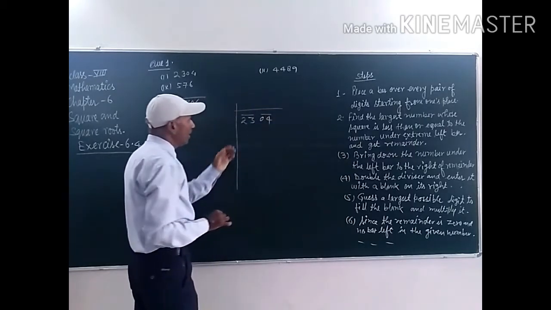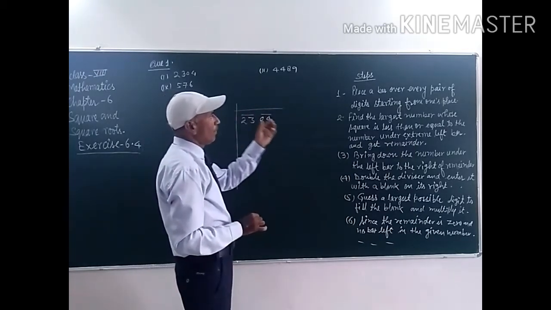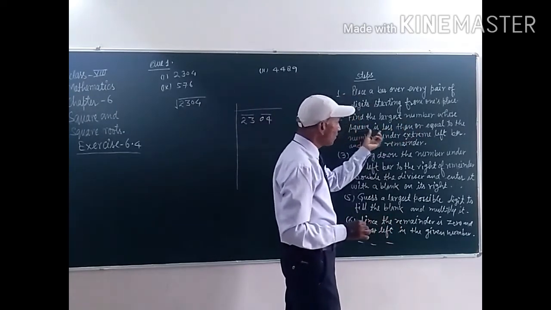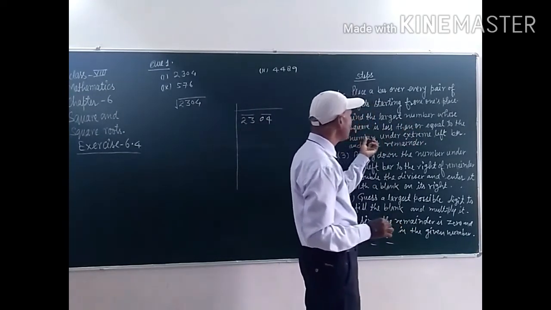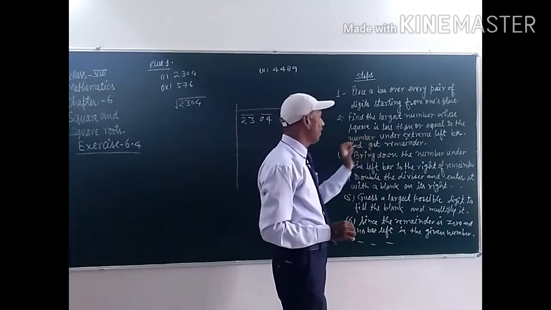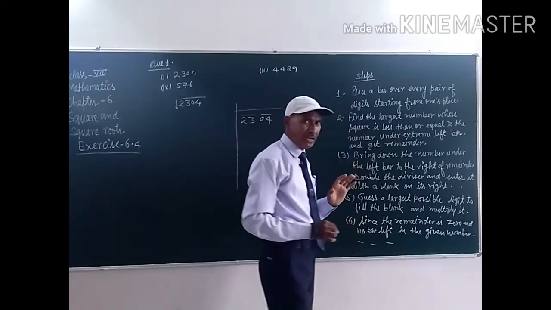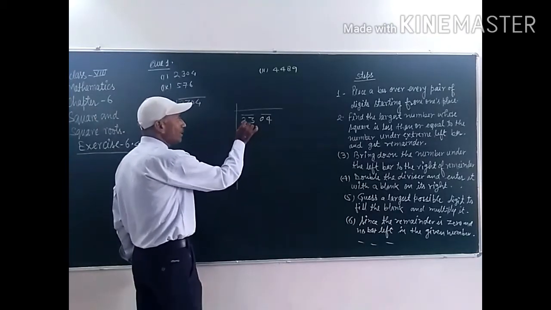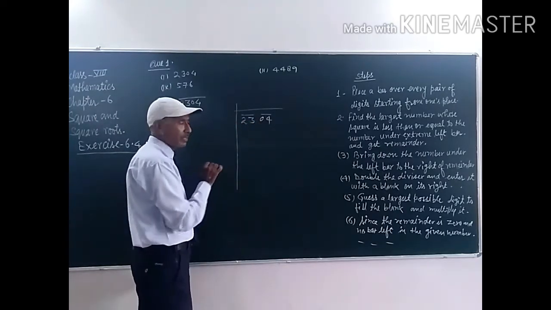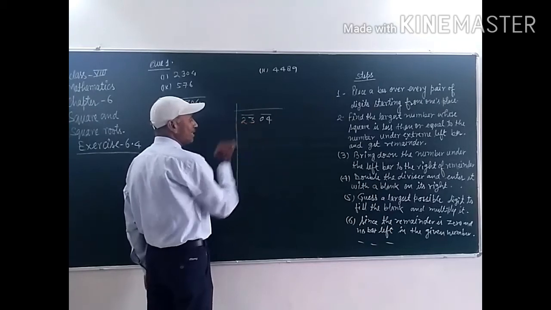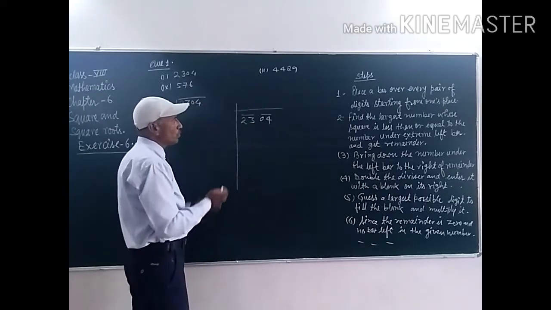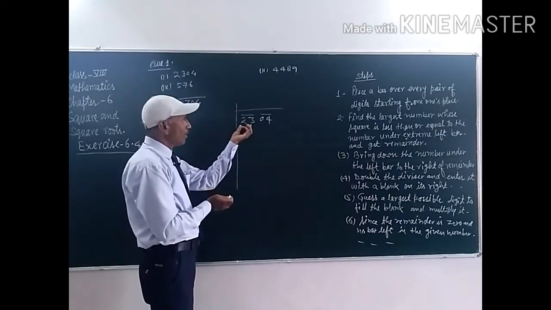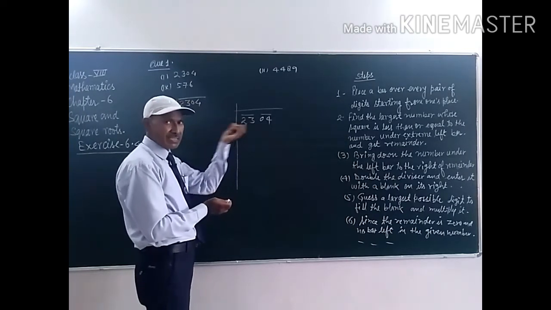In the second step, we have to find the largest number whose square is less than or equal to the number under the extreme left bar and get the remainder. So, in the extreme left bar, this one under the first bar, students, this one 23. We have to choose a number whose square is equal to or less than this number.